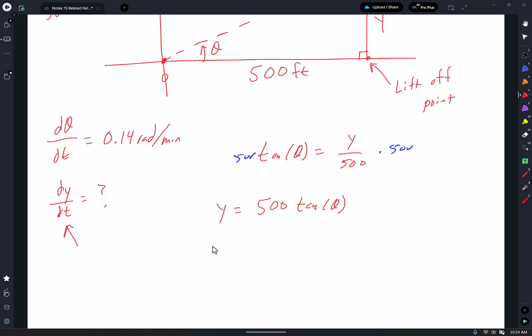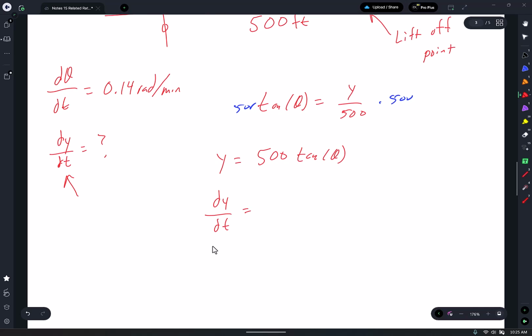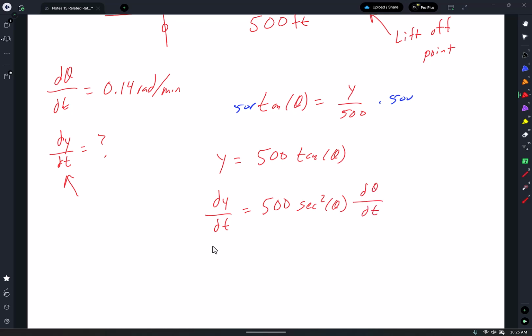So what do I got to do to this expression to get dy/dt? Find the derivative with respect to what letter? T. So here we go. dy/dt equals 500 is a constant. Leave it alone. What's the derivative of tan? Secant squared. You got to keep the argument. So 500 secant squared of theta. Is that theta a t? So what do I put on the side? No, not dy. d theta/dt, because I took the derivative of theta. Chain rule, right?